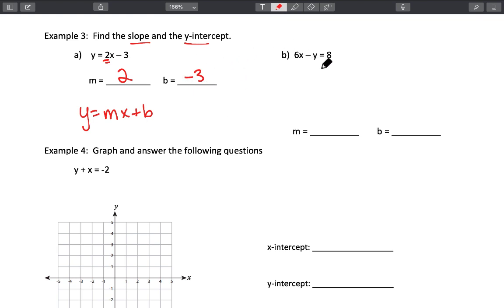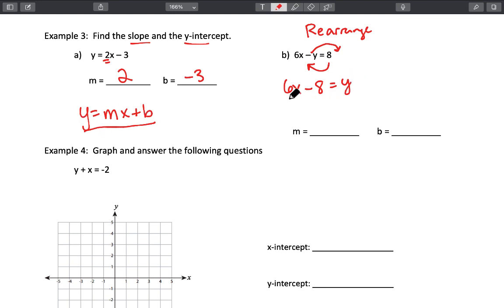However, in example 3b, I see that it's not in this nice y equals mx plus b format. So for this one, I do need to rearrange to get y by itself. So I'm going to add my y over to the right, and I'm going to subtract my 8 to the left simultaneously. So I'll have 6x minus 8 is equal to y. Now it's in slope-intercept form, even though my y is on the right.